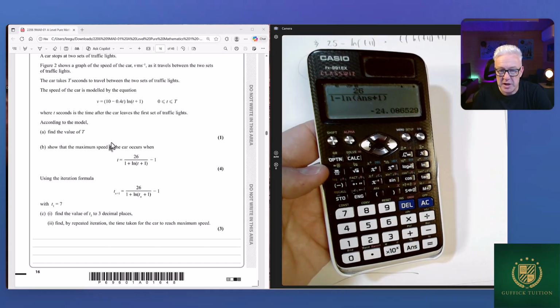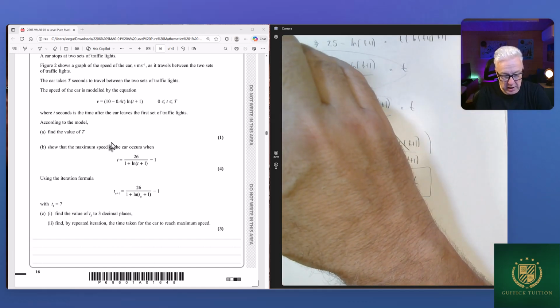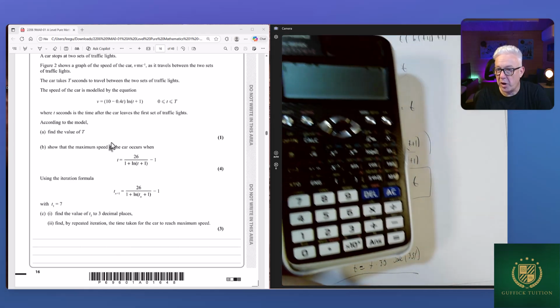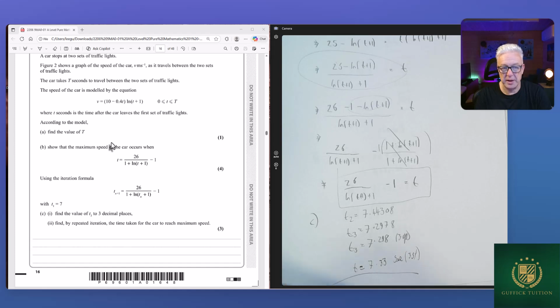And then every time we press equals now, we're going to be going once round that loop, okay? So actually, I forgot there to have my minus 1, so I should really reprogram it in, but we need to have the minus 1 at the end as well. Now, when you program that in the way that I was showing there, you end up with the first one is 7.44308, and then the third one is 7.2978, so therefore t3 is 7.298 to 3 decimal places.